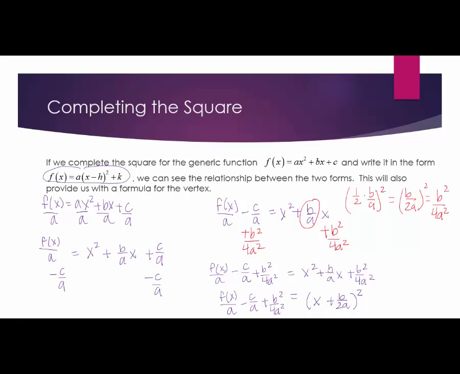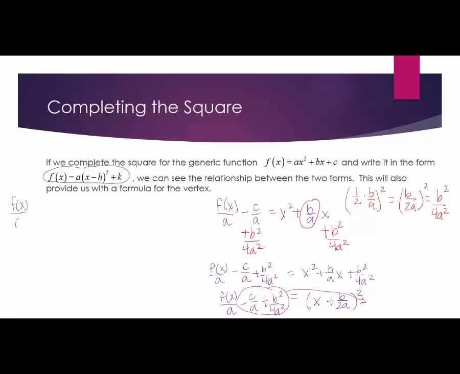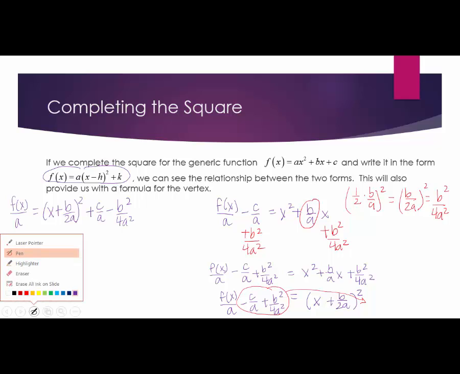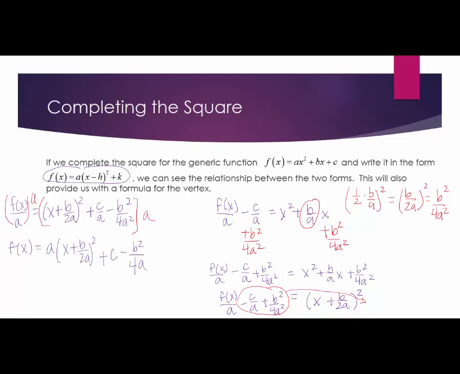So let me add these two terms back onto the other side. If I add those to the other side, I've got f of x over a equals x plus b over 2a squared plus c over a minus b squared over 4a squared. And then one more step to get f of x by itself. Let me multiply both sides by a here.